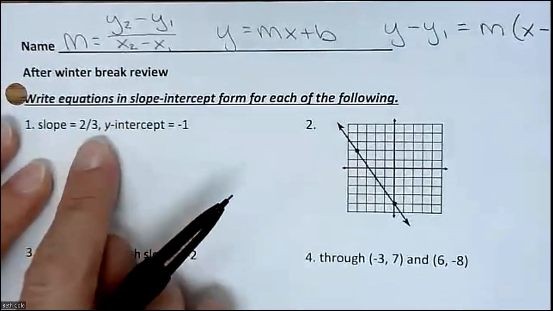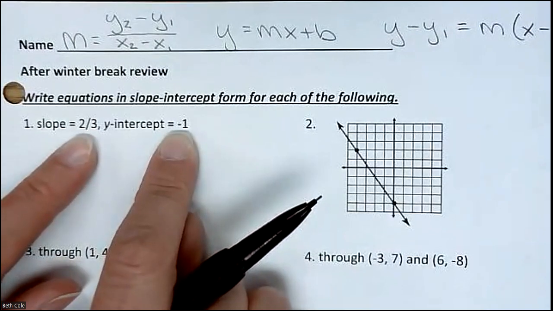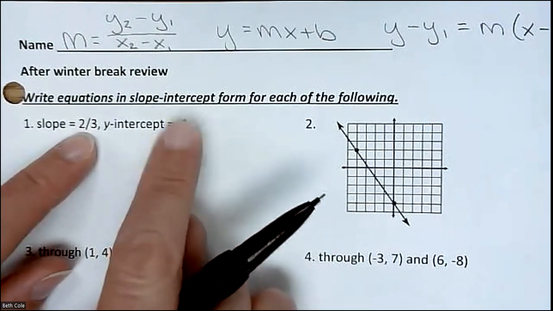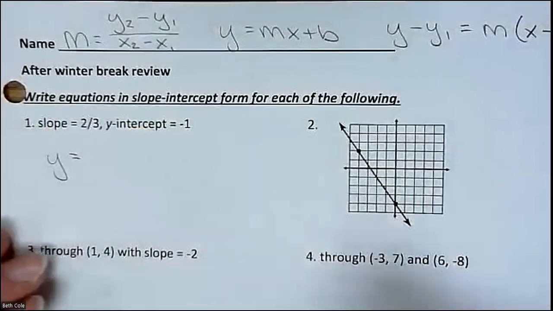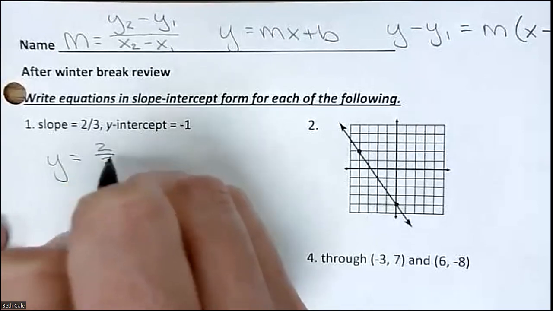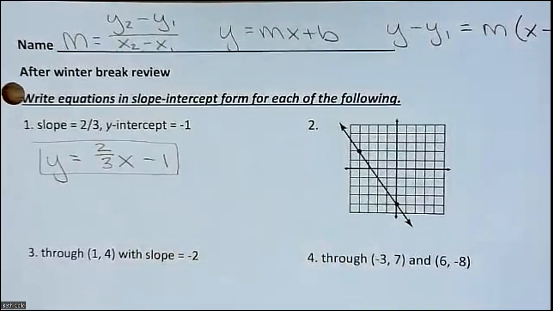So look at this first one. I gave you the slope and I gave you the y-intercept. We're starting out with a super easy one. You can just write the answer. If I give you the slope and I give you the y-intercept, what's going to be our equation? Y equals what? 2/3 x, perfect, minus 1. That's it. You're just assembling the equation. You're basically given all the ingredients, you're just putting it together.